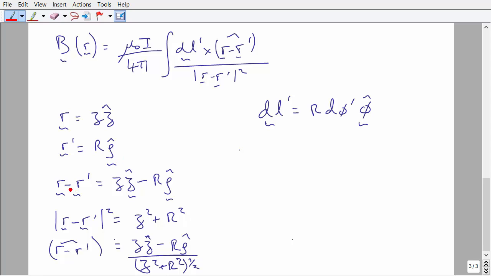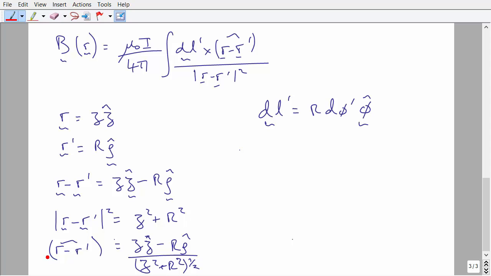If I subtract r prime from r, I get this result here quite clearly. If I take the mod square of that vector, in other words I'm looking for the squared length of the vector, because rho hat and z hat are perpendicular, it is simply z squared plus r squared, and by taking the square root of this quantity and normalizing my r minus r prime vector, I get the unit vector. Okay, so these are all the bits that we need. All we have to do now is to put it all together.